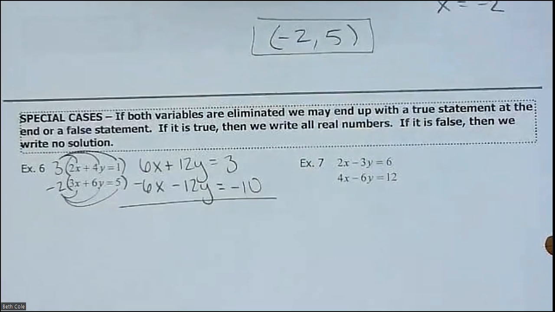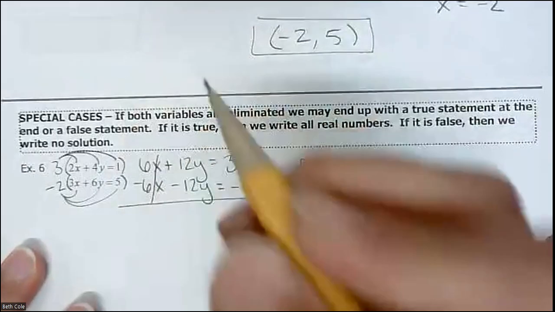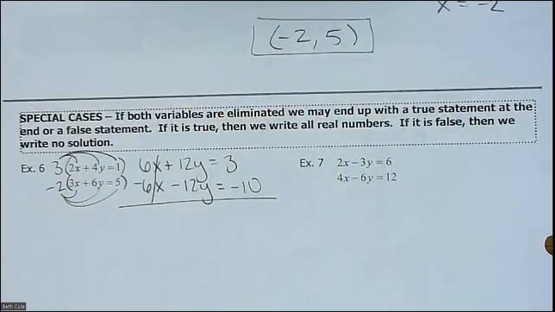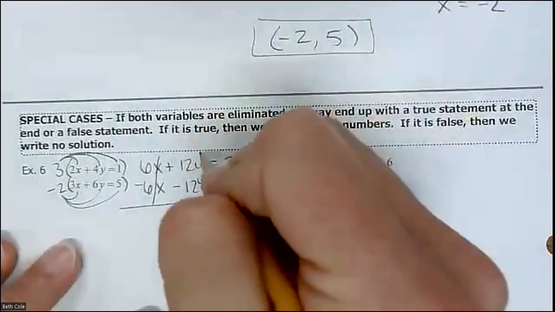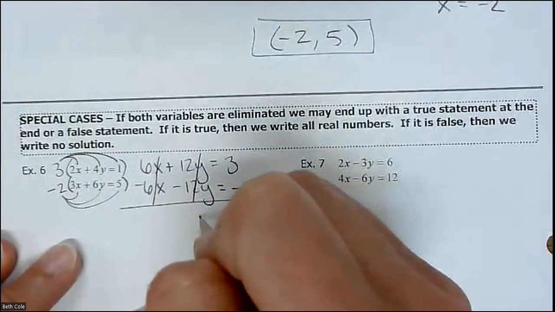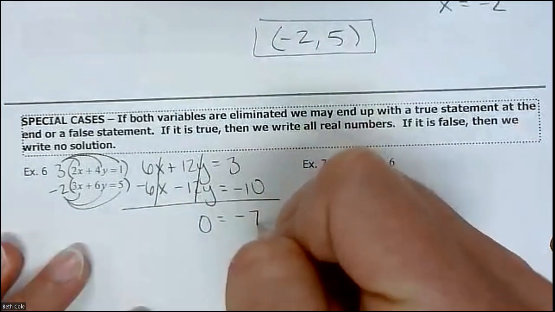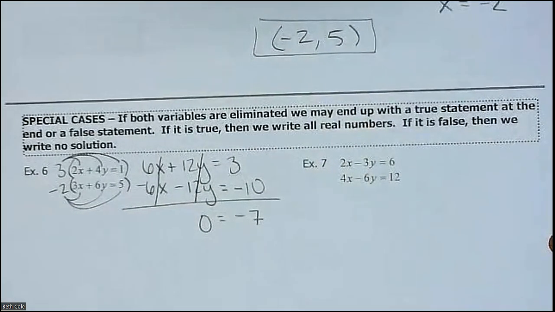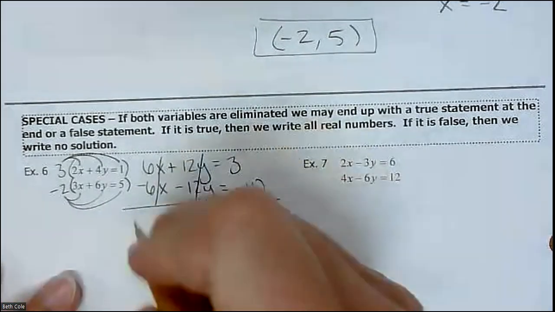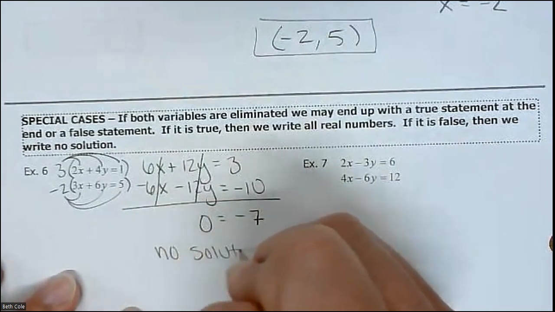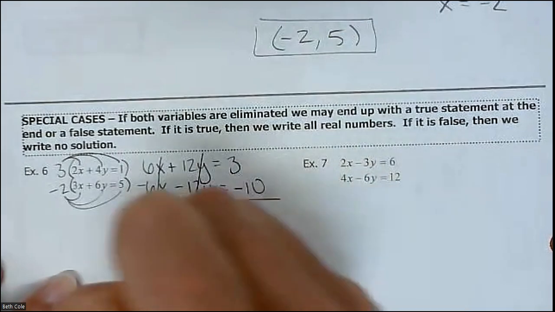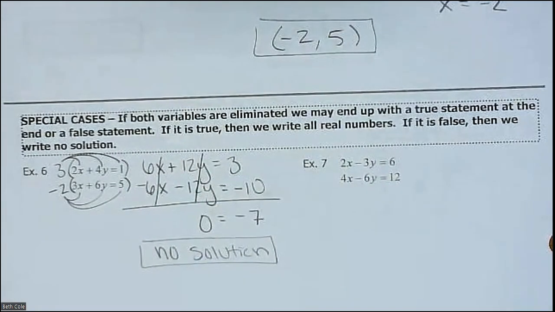Let me keep everybody together. So the x's cancel, but I think this is what you guys are noticing. What's going to happen to the y? They cancel too, so what's left over here is nothing. So you get 0 equals -7. Does that make any sense? No. So your answer is no solution. And if you graphed these, they would be parallel lines. They're not going to intersect.